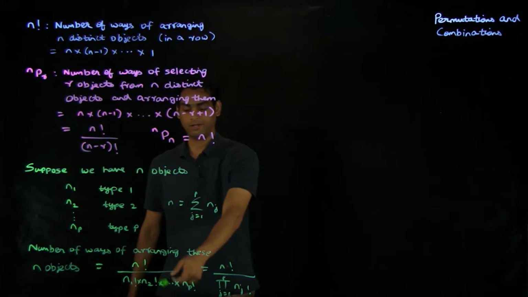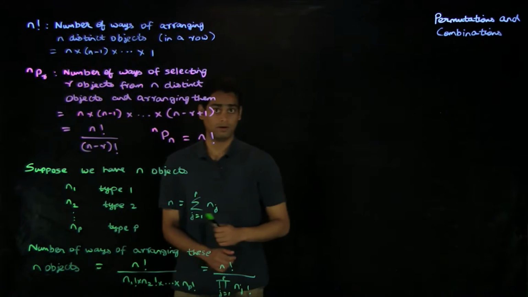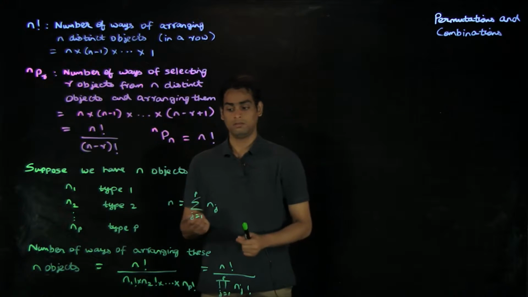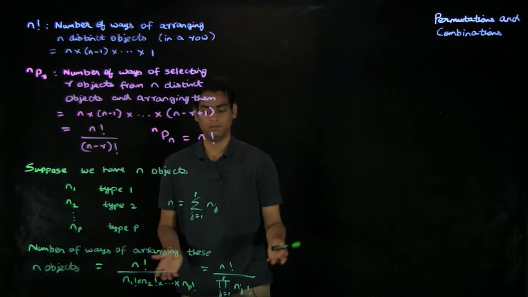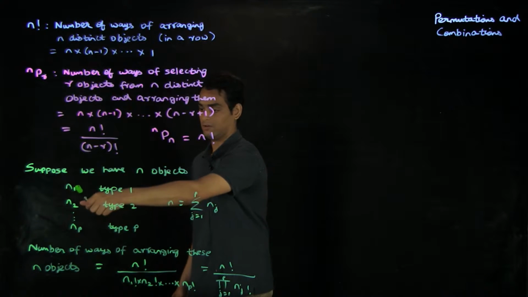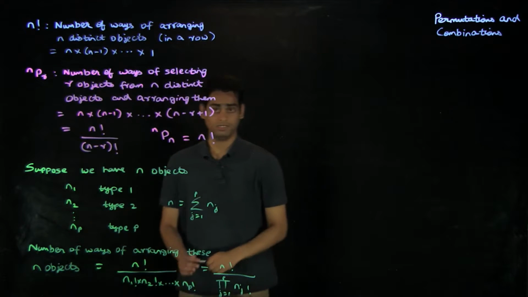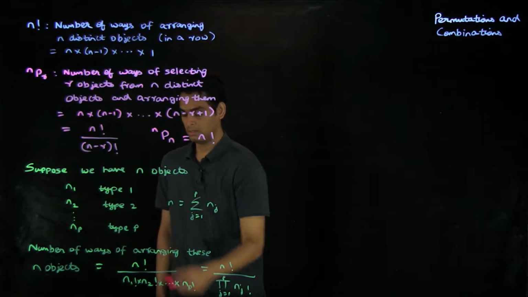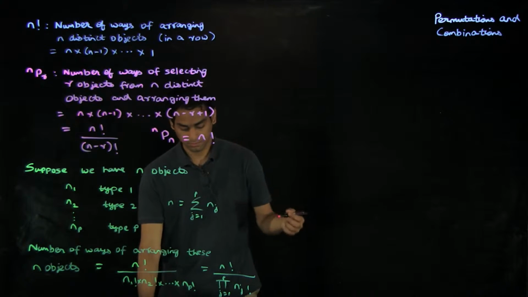So the reason why we're dividing by n1 factorial, n2 factorial, and so on is the realization that some of these arrangements lead to the same effective arrangement because of the fact that these n1 objects are identical to each other, these n2 objects are identical to each other, and so on. So we shall consider an example of this shortly. So let's first look at a simpler example.